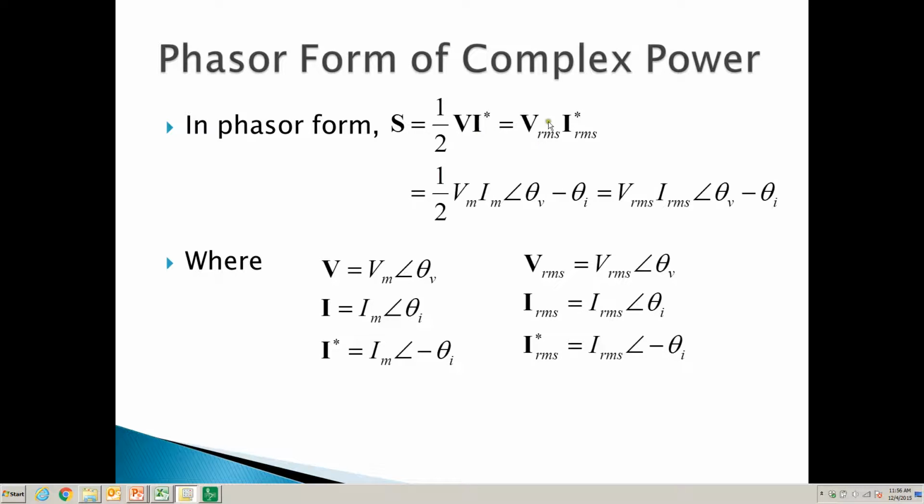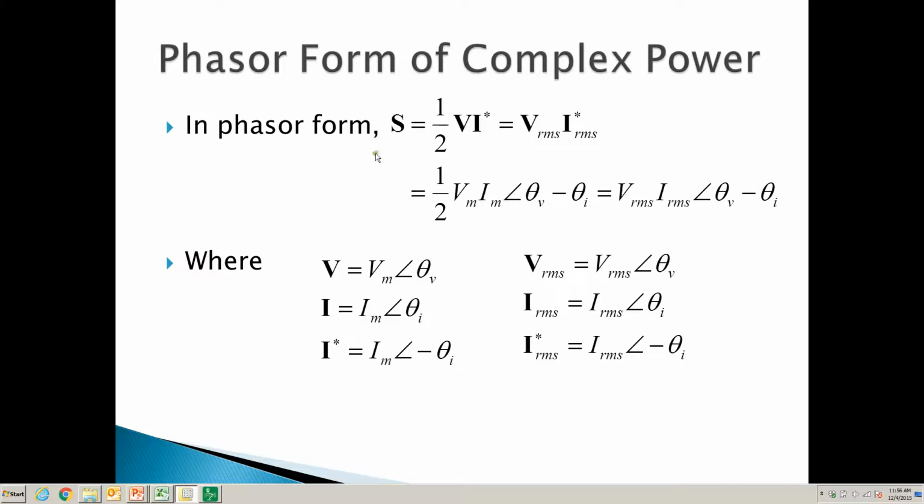Or using root mean squared values, we can take the product of the voltage and the complex conjugate of the current using the RMS value. What this translates to, of course, in terms of the amplitudes, is we can look at the peak magnitude of the voltage and the peak magnitude of the current and multiply that by 1/2 and take the phase angle difference for the angular difference, or we can use the RMS values.